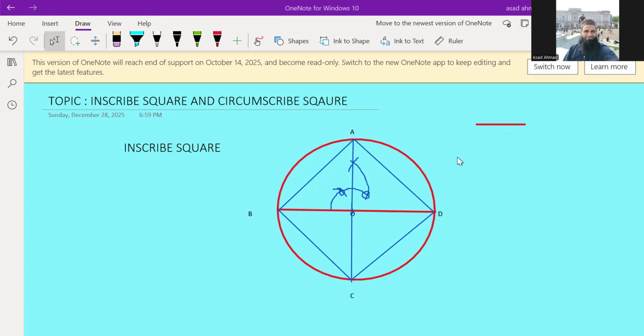Now in the next part of this diagram, we will see how to draw a square outside the circle, meaning the circle will be inside the square. You have seen that we have drawn the square inside the circle. Now we will draw a square that will be outside the circle. So the square outside the circle will be a circumscribed square. This is how you will be able to draw it.